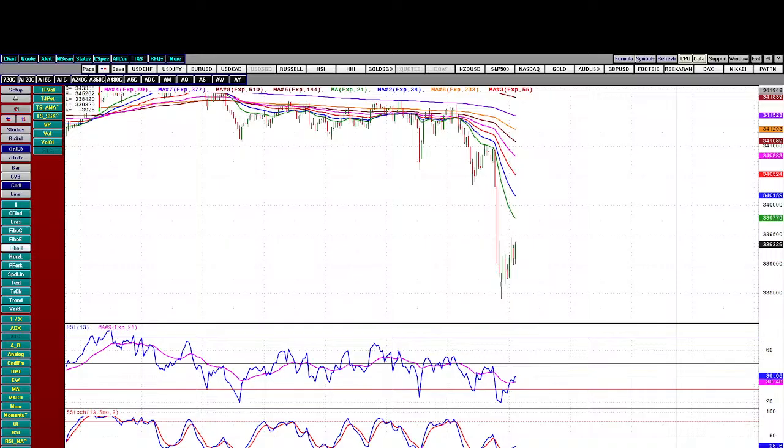This is only one tier entry, 0.3 at 3380, stop at 3372, TP at 3393 or 3402. So these are the conservative TP levels which we are giving.